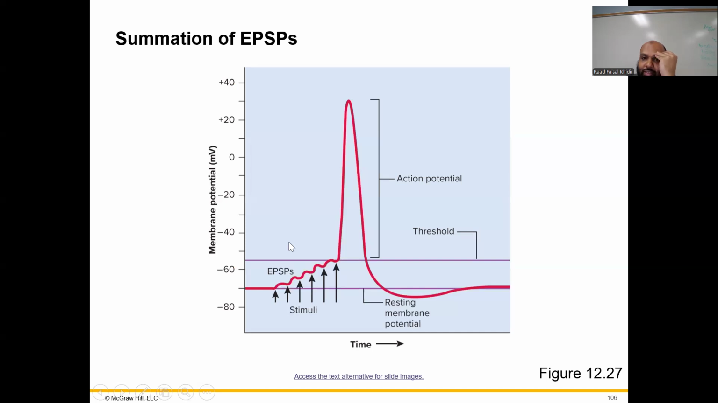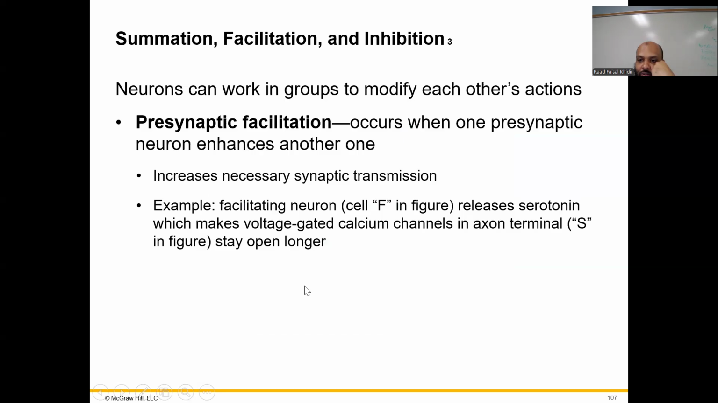This is an example of the summation. They sum up. That's why they call it summation. Whether temporal or spatial, we're adding up potential. You see, we're so low, minus 70. We're trying so hard to get to the threshold, minus 55. So we keep adding postsynaptic potential.